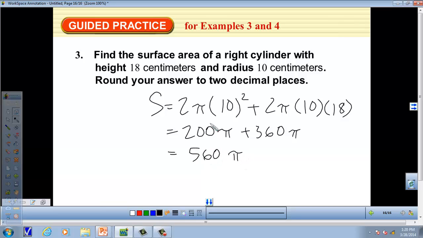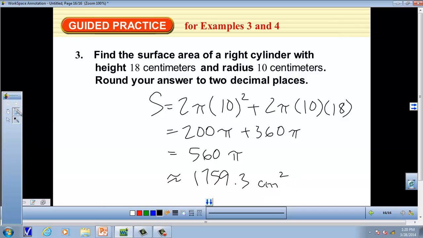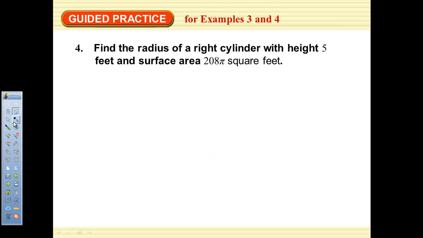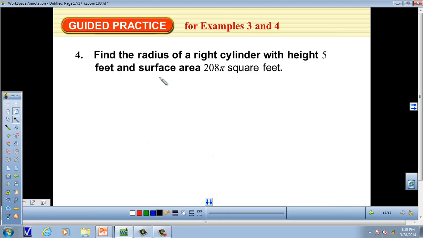And again, don't round until you get to the very end. If I do 560 pi, we get approximately 1759.3, but probably to the nearest whole number would be okay. So we get square centimeters there. We get 1759.29.